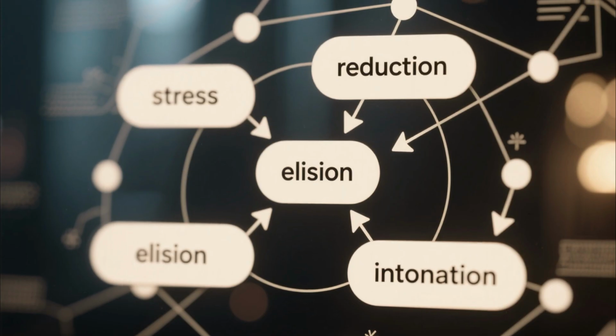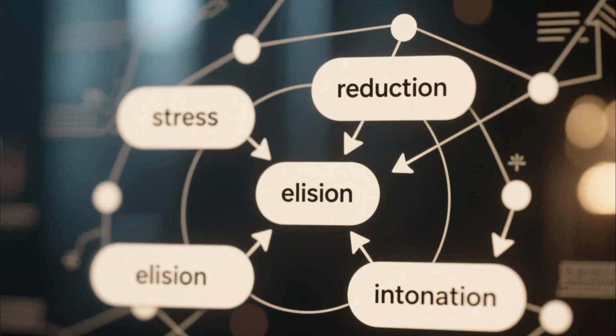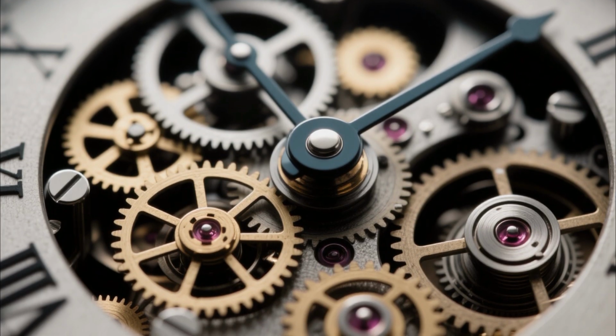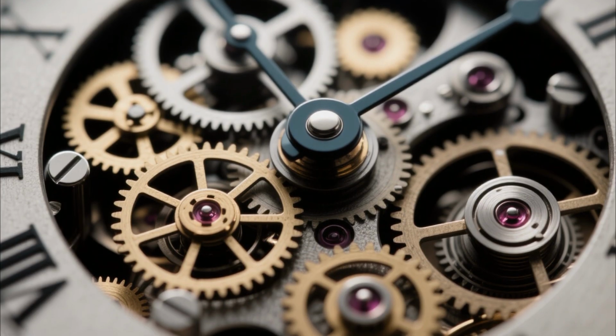These features, stress, reduction, elision, and intonation, don't exist in isolation. They are the unseen mechanics that give English its distinct rhythm and allow native speakers to communicate efficiently.